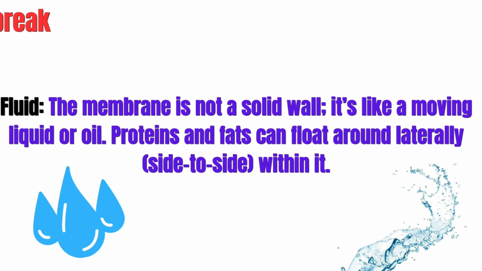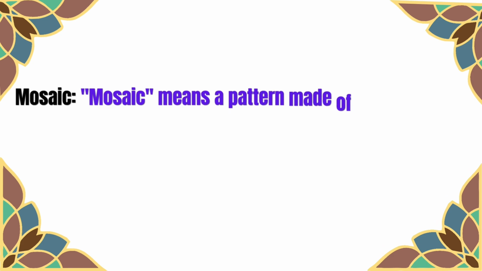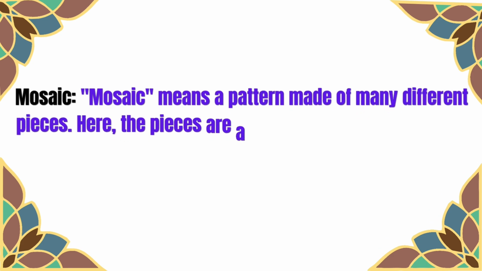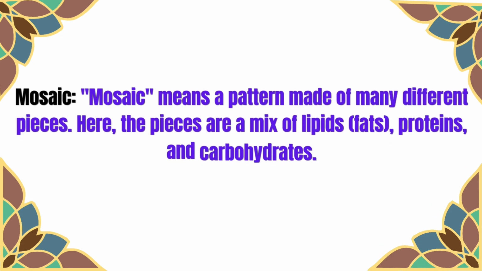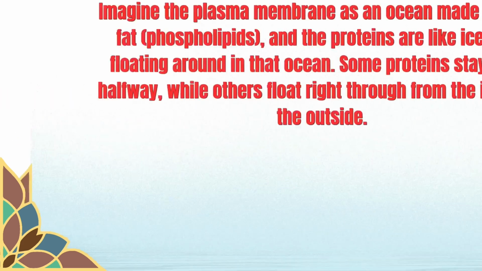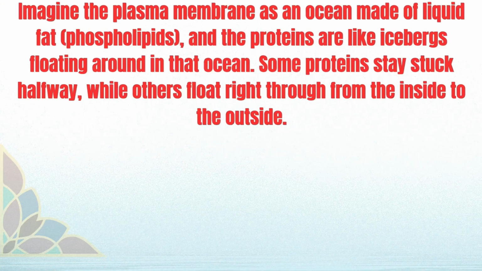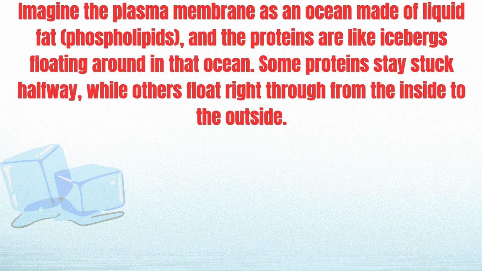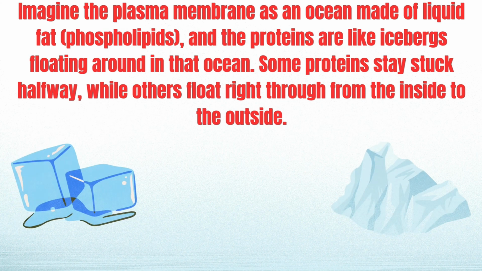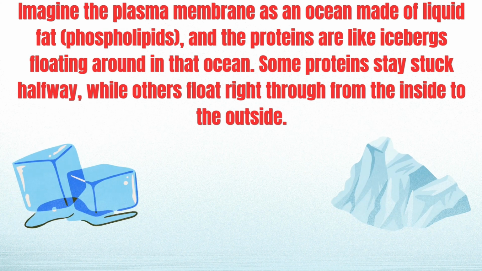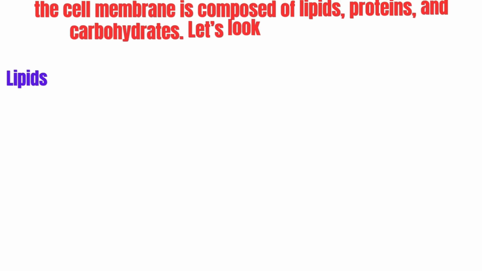Mosaic. Mosaic means a pattern made of many different pieces. Here, the pieces are a mix of lipids, fats, proteins, and carbohydrates. Imagine the plasma membrane as an ocean made of liquid fat, phospholipids, and the proteins are like icebergs floating around in that ocean. Some proteins stay stuck halfway, while others float right through from the inside to the outside. The cell membrane is composed of lipids, proteins, and carbohydrates. Let's look at them one by one.